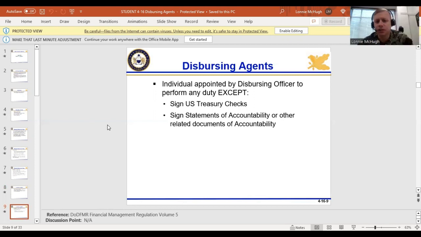Now, the disbursing agents are typically allowed to do anything that the deputy can, with the exception of signing U.S. Treasury checks. They cannot do that. And they cannot sign statements of accountability, which is your 2657 or your 1219.